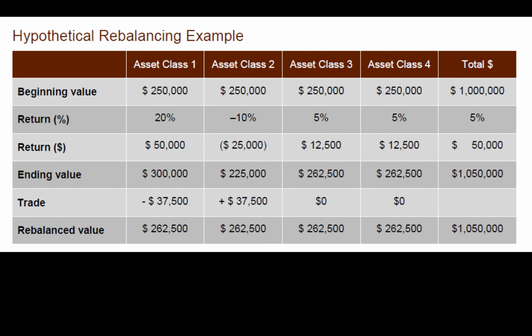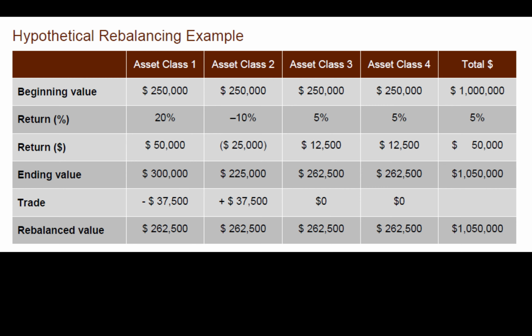So what is portfolio rebalancing? Here's an example. All right. At the beginning value of this portfolio, we have four different asset classes. They total $1 million. And then after 1 year, we have a return of plus 20%, minus 10% for another asset class, 5%, 5%. The total return of the portfolio is on average 5%.